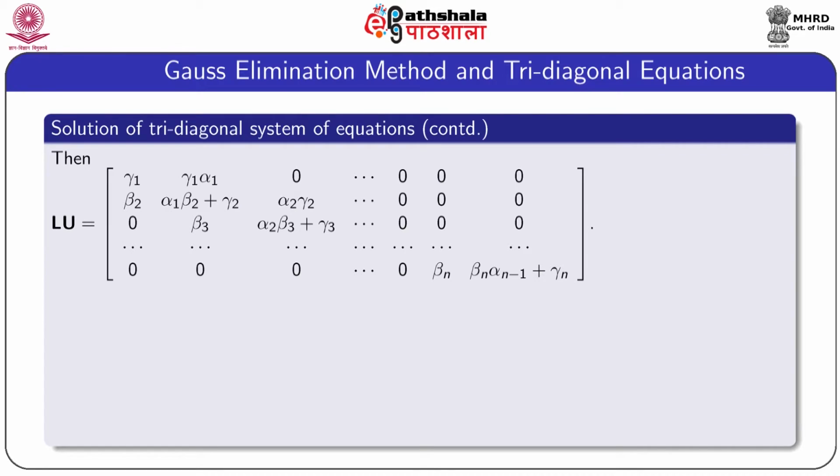Then the product of L and U is also a tridiagonal matrix. Note that the three diagonals are non-zero and all other elements of the product LU are 0.